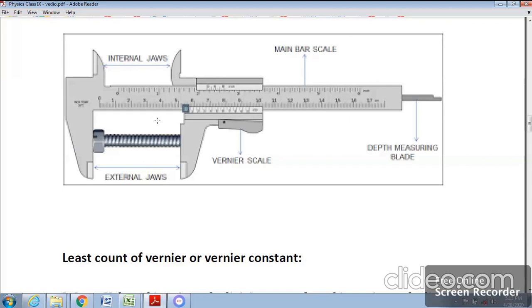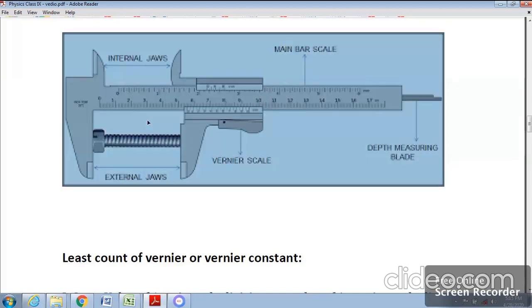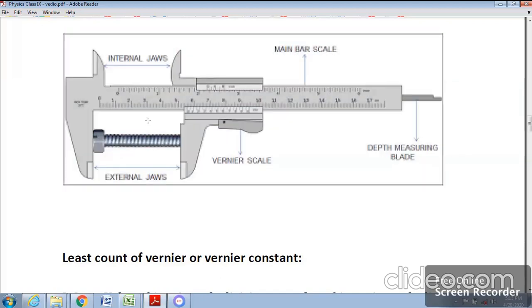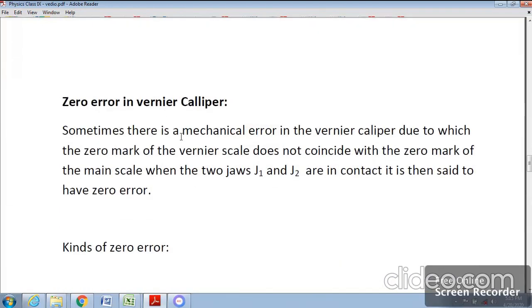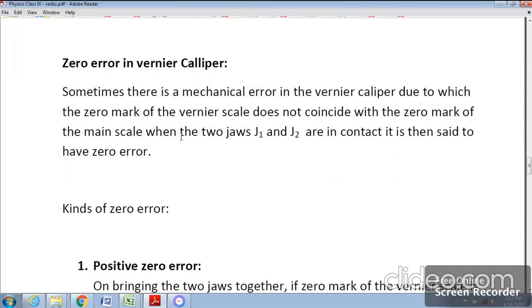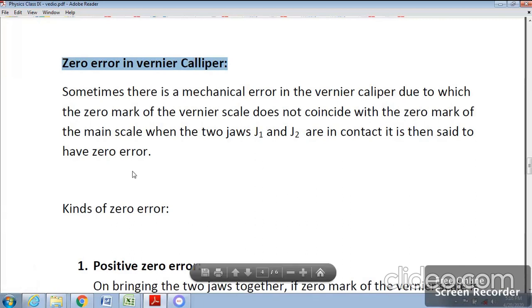When this 0 of the main scale and 0 of the vernier scale do not coincide, then there is an error in the vernier scale, and that error is called zero error.